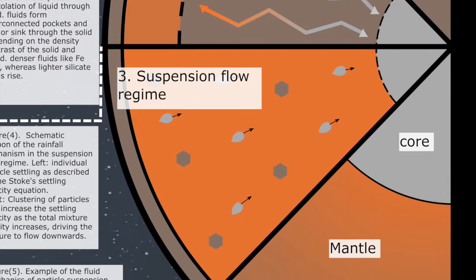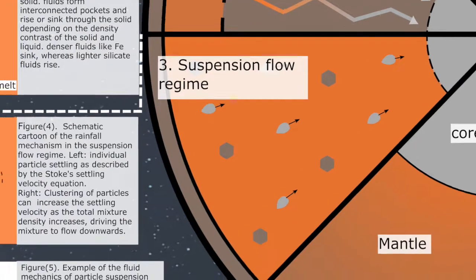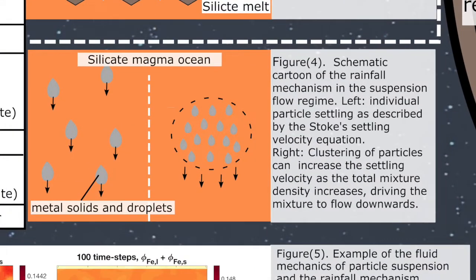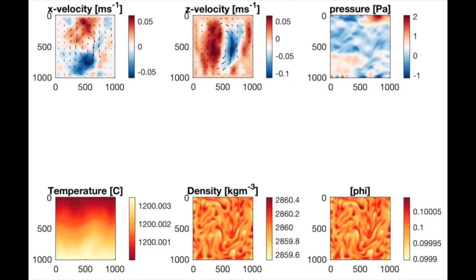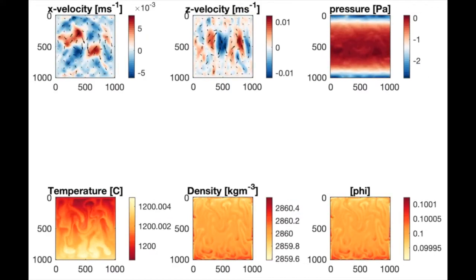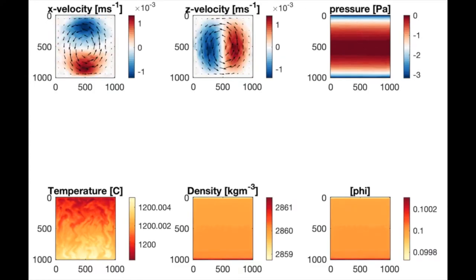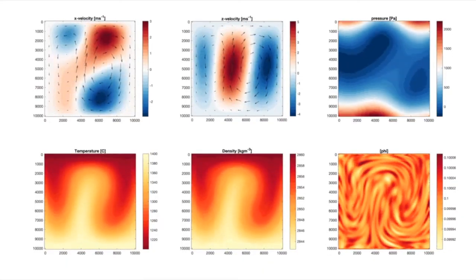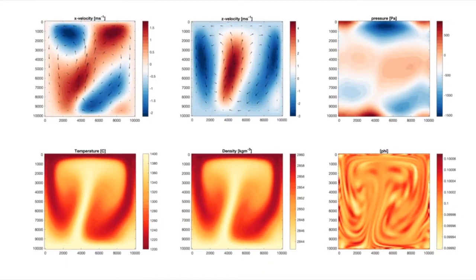On the other extreme, at high melt fractions, greater than 50% melt, residual solid grains are suspended in the melt and may rise or sink due to their relative buoyancy. Here, denser particles such as metal solids and immiscible molten metal droplets may form a core via a rainfall mechanism. However, this mechanism may be severely hindered by rigorous convection.